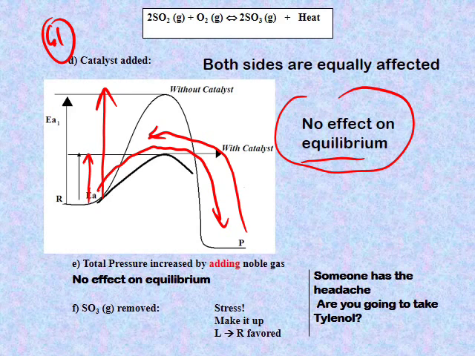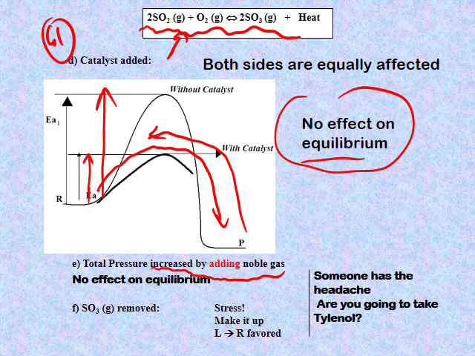Now, what is going to happen if total pressure is increased by adding a noble gas? So noble gas is something that has nothing to do with the reaction. That's what I mean. In the top reaction, you're adding another gas which has nothing to do with that reaction. So obviously, there'll be no effect. Now, this is comparable to someone else got headache, but you are all right. You're not going to take Tylenol. So in other words, you don't need to make any adjustment because someone else had headache. No. So that's why there'll be no effect on this reaction, even if you add a noble gas.